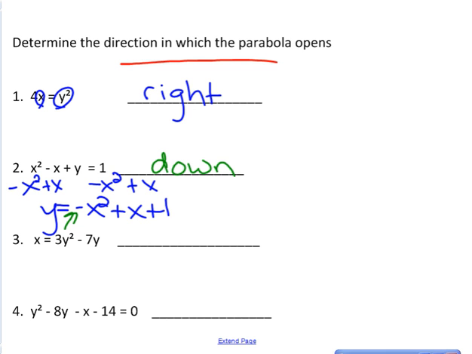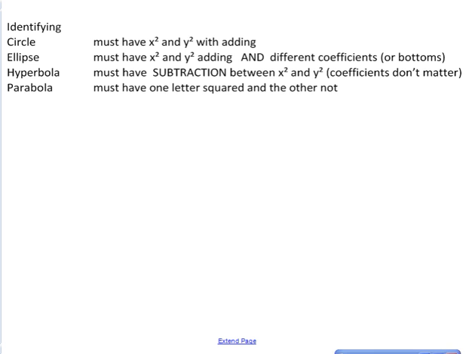I will have you do example 3 and 4 on your own. Give it a try, see what you can come up with. You will have at least 1 or 2 problems like what we're going to talk about next on the semester exam, so you do need to know how to do this. You have to be able to distinguish looking at the formula or the equation whether or not you have a circle, ellipse, hyperbola, or parabola.